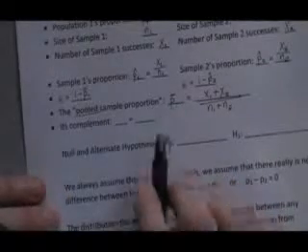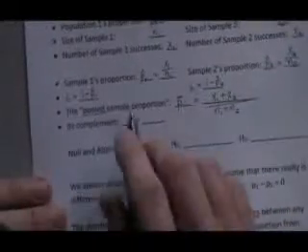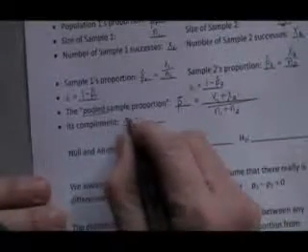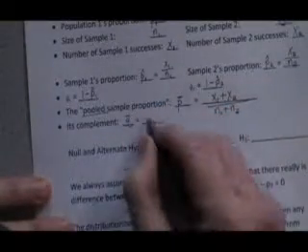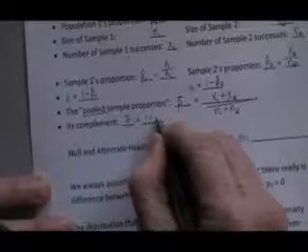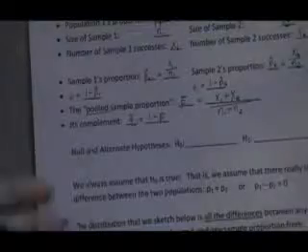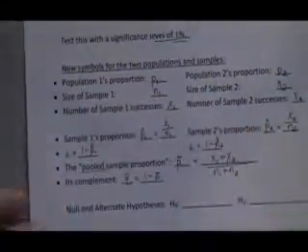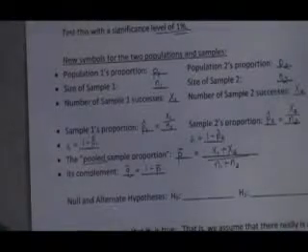Well, P bar has its own complement, and of course it's going to be called Q bar, and it should be no great surprise that Q bar is going to be calculated as 1 minus P bar. Okay, now that we have all the new symbols described, let's continue our discussion and test of this claim about the insecticide-treated bed nets.